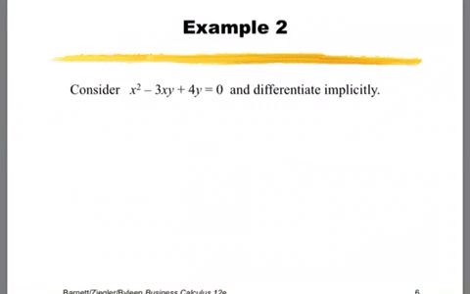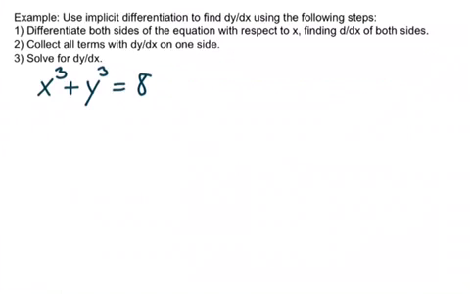Before we consider example 2, let's look at another example. This example says to use implicit differentiation to find dy dx using the following steps. Step 1, differentiate both sides of the equation with respect to x, finding d dx of both sides. Step 2, collect all terms with dy dx on one side. And 3, solve for dy dx. So for step 1, we're going to differentiate both sides with respect to x, taking d dx of both sides.